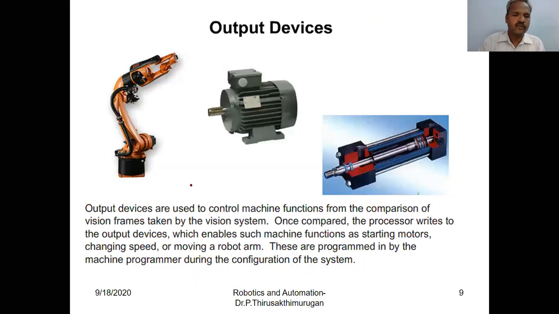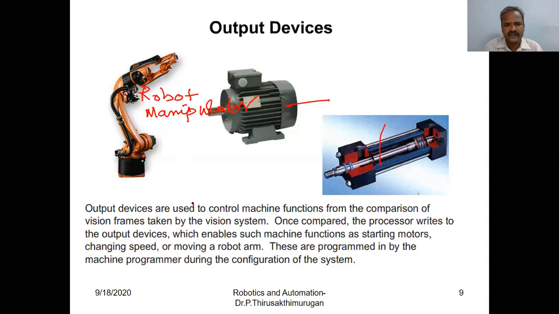These are all a few output devices. This is the robot manipulator, robot arm. These are all motors. This is a hydraulic device manipulator.